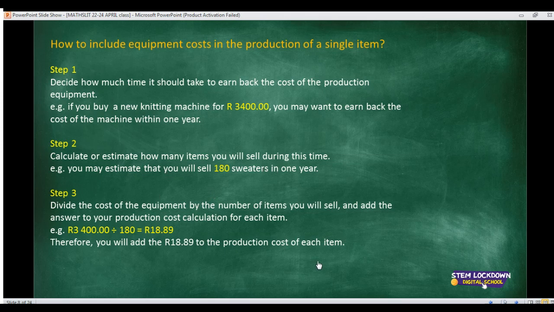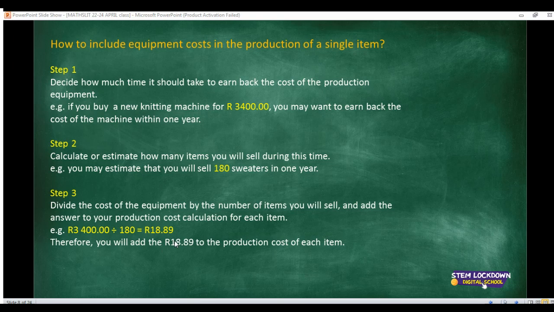Step 3, you need to now divide the cost of the equipment by the number of items you will sell, and then add the answer to your production cost calculation for each item. So the 3,400 rands cost for the machine, divide by the number of items you think you'll be able to sell for the year. Your answer is 18 rands 89. So each time you sell one sweater, in the production costs there, you need to add this 18 rand 89 to be part of your production costs.